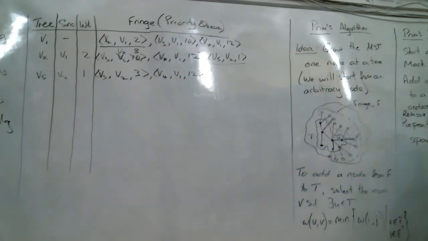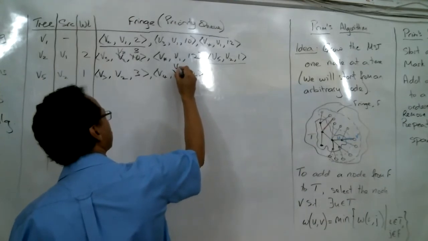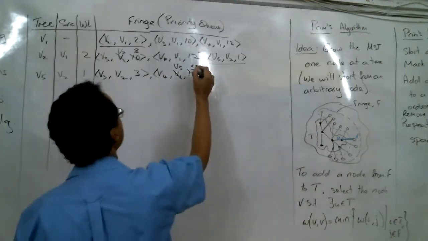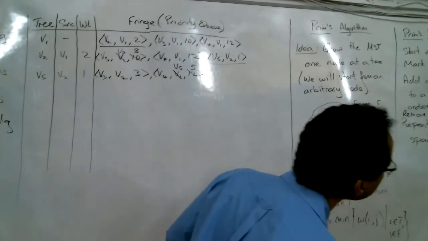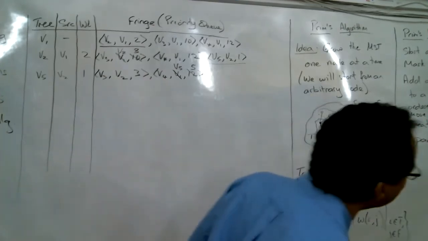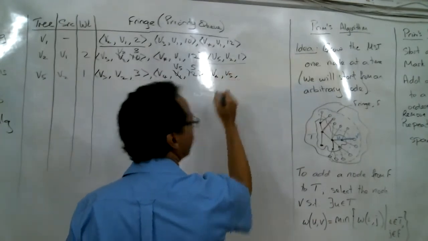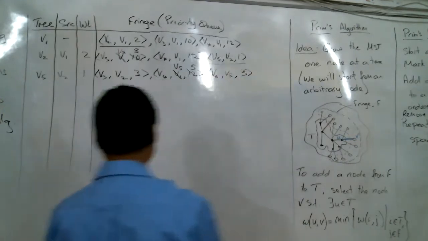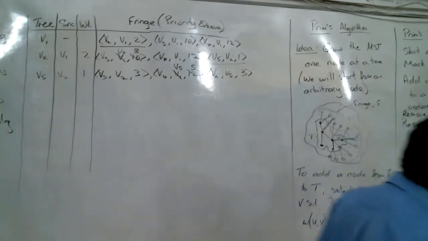V5 is looking at V4 with a weight of 5. That is an improvement, so then we would want to update this. What's the weight? 5. Yes. And V5 can also see V6 with a weight of 3. Yes? I don't think I left out anything. I hope I didn't leave out anything.